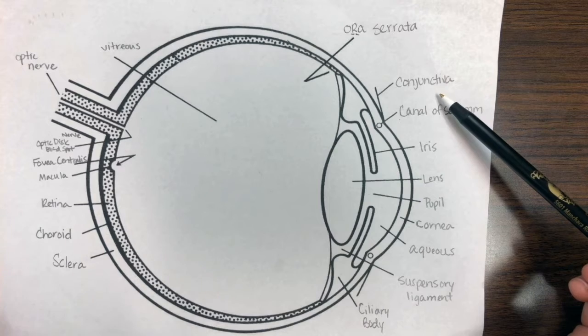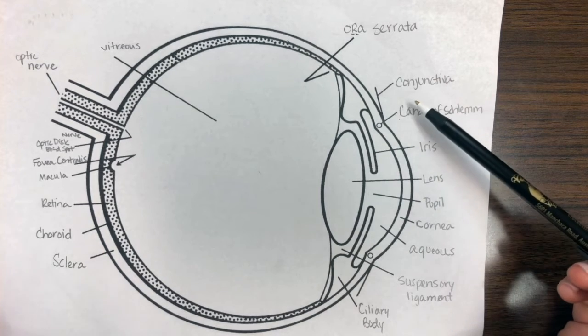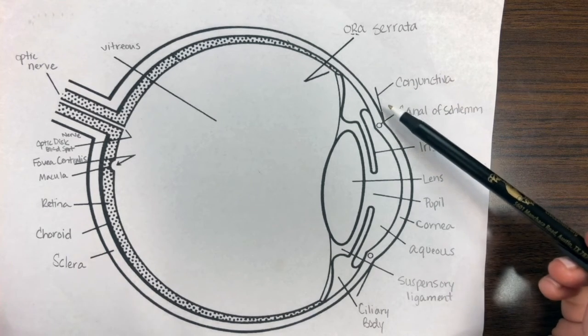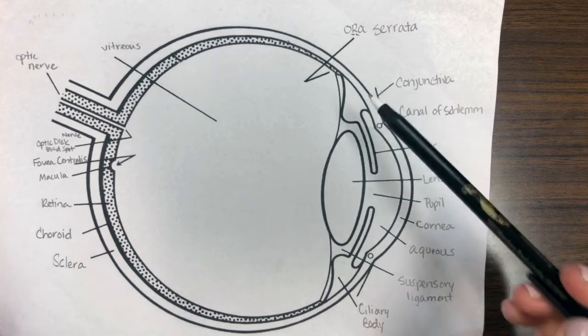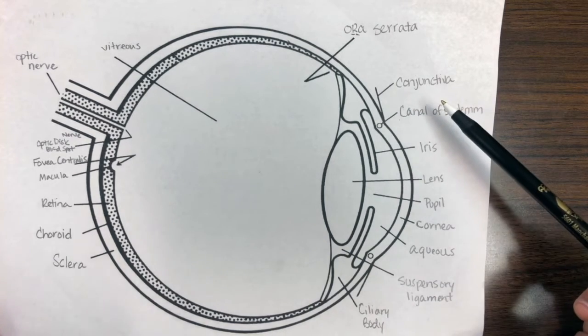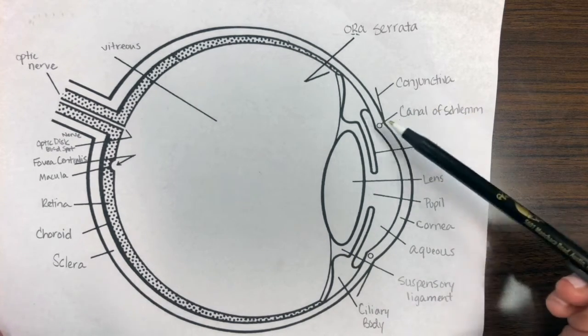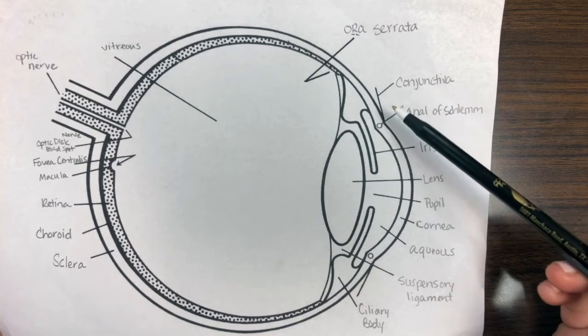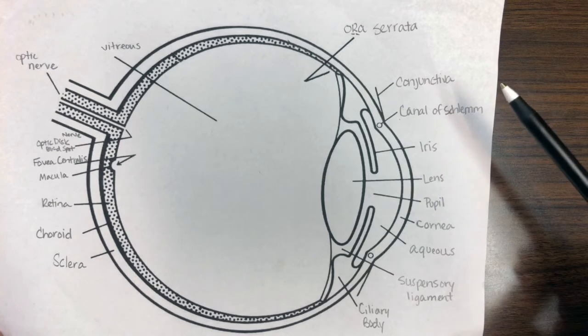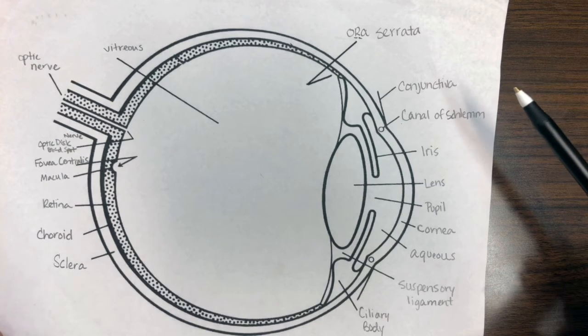The conjunctiva is a mucous membrane that lines the eyelid and loops back to cover the sclera. It continues to the edge of the cornea. Its purpose is for protection and lubrication through the production of tears.